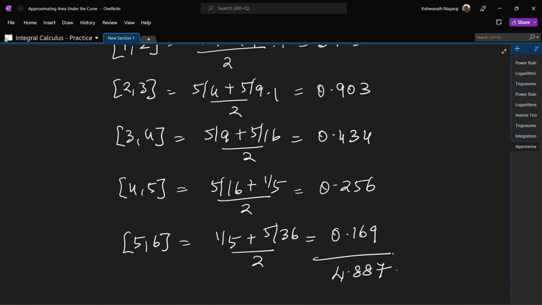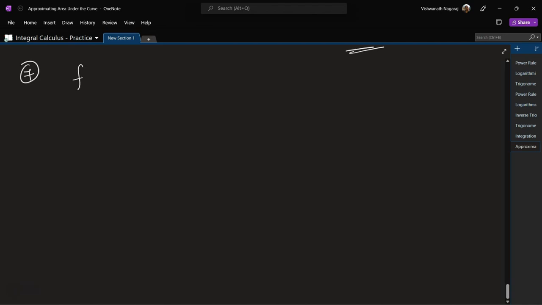4.887, which seems to be much closer to the real one, the actual area. Okay. And usually trapezoids will give you a much better approximation than the left and the right endpoint method. Let's do the seventh one. f of x is equal to x by x plus 1 in the interval 0 to 3.